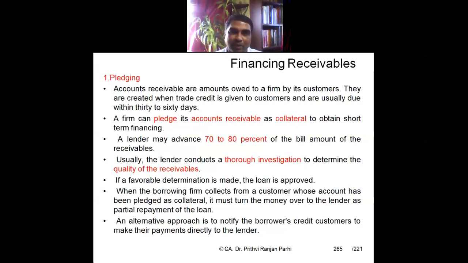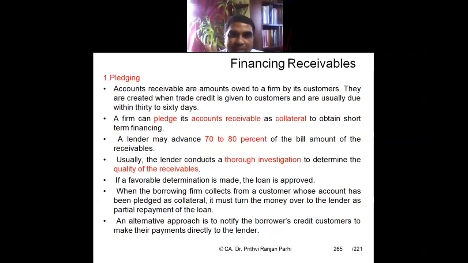It's a kind of loan. The lender may advance 70 to 80% of the bill amount. Suppose your debtor amount is 100 lakh. So you might get 70 lakh or 80 lakh. 70 to 80% of the bill amount can be obtained by way of loan.